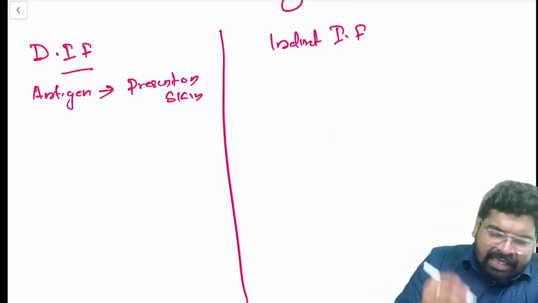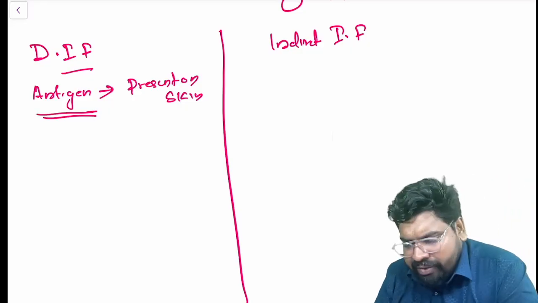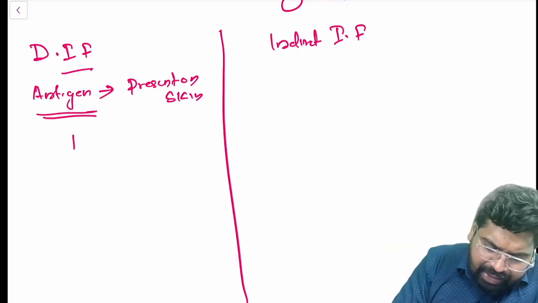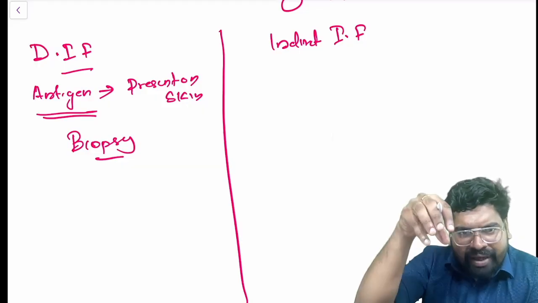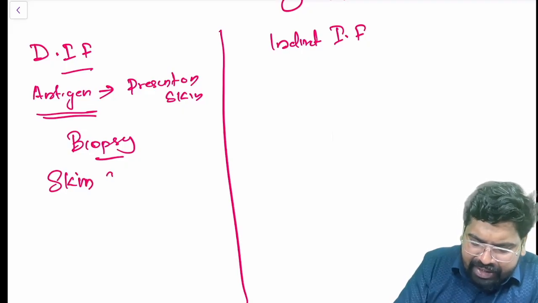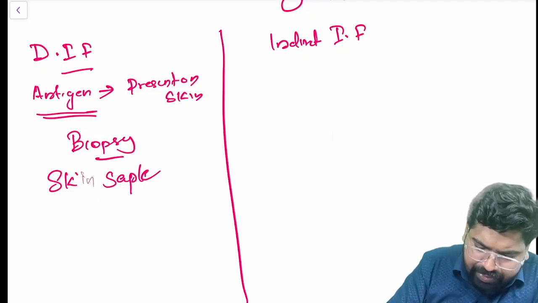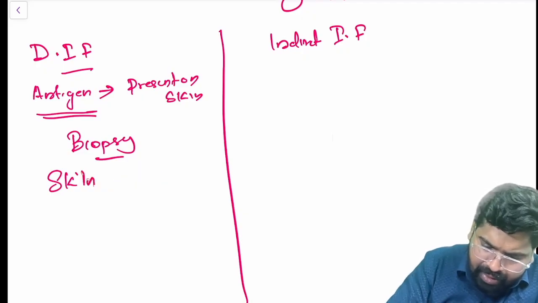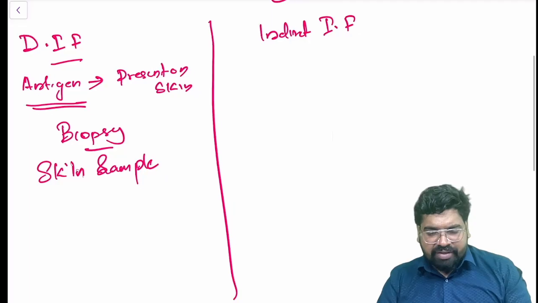So in direct immunofluorescence, you are going to check the antigen directly. What you do is take a biopsy of the lesion. You take a sample of the lesion, the skin sample of this patient. I took the patient's skin sample.